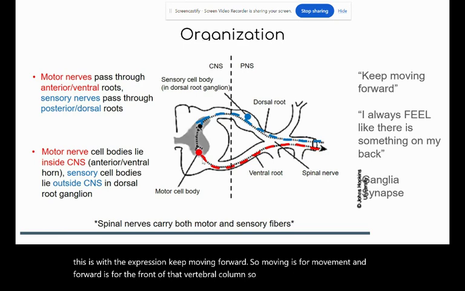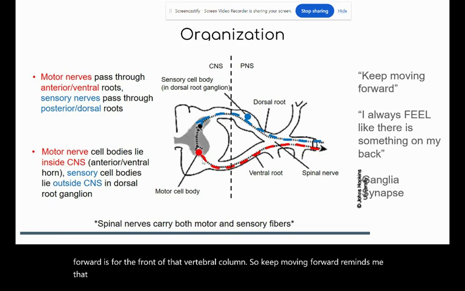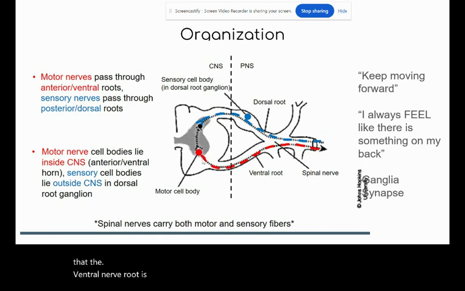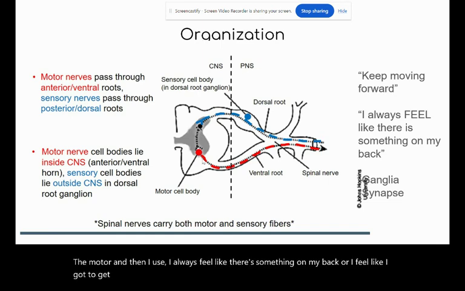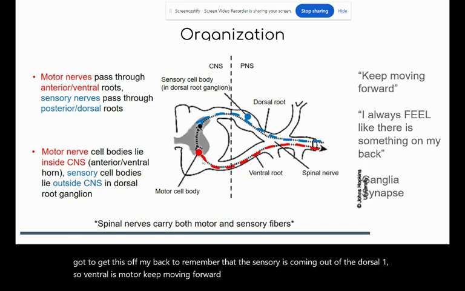So keep moving forward reminds me that the ventral nerve root is going to contain the motor, and then I always feel like there's something on my back, or I got to get this off my back, to remember that the sensory is coming out of the dorsal one. So ventral is motor, keep moving forward. Dorsal is sensory. I feel like there's something I got to get off my back.